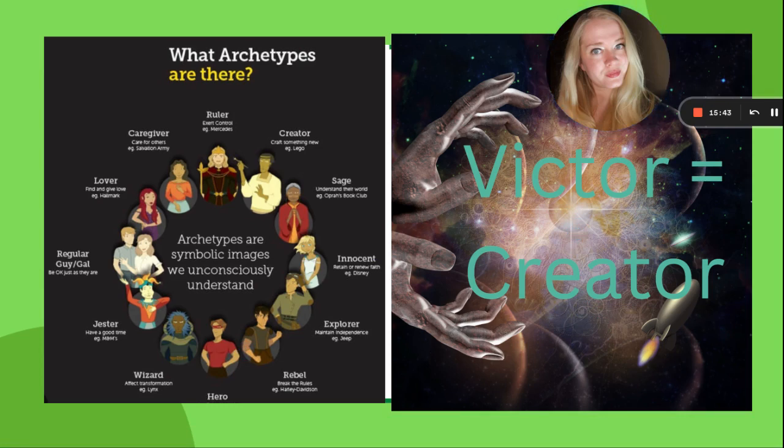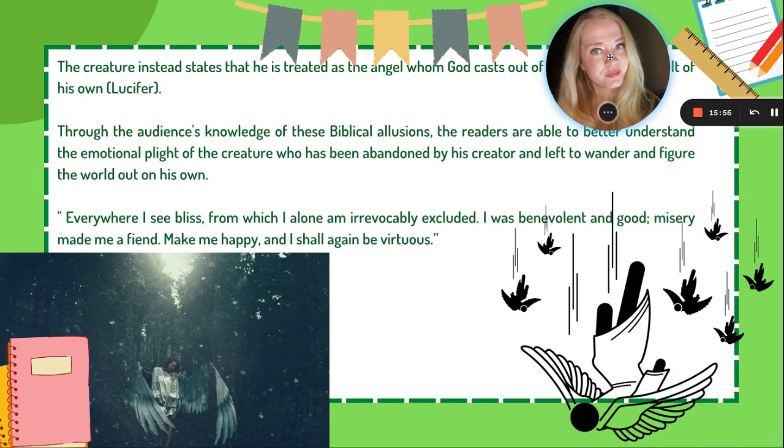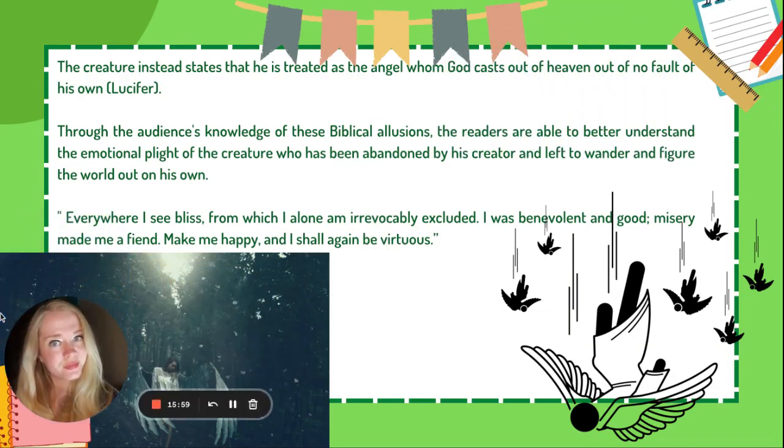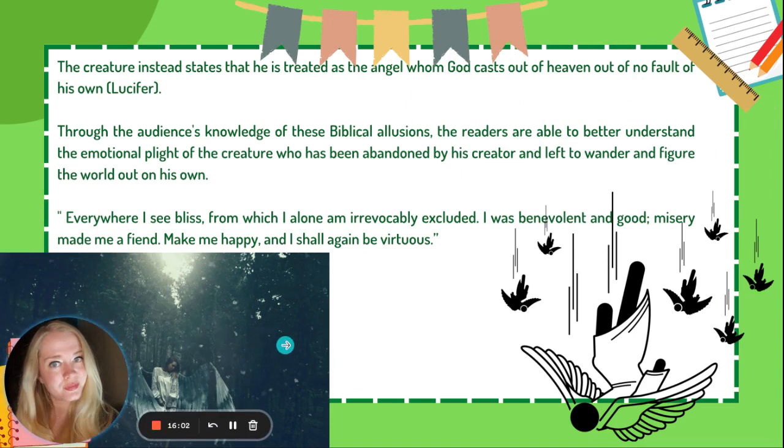So Victor, of course, we do know that he is the creator, and he does have his creation as well, and we see how that plotline is developing. Then Victor is having this discussion with his creature, and they're really kind of hashing it out about all of their feelings. The creature is stating that he's being treated like the angel that was cast out of heaven.